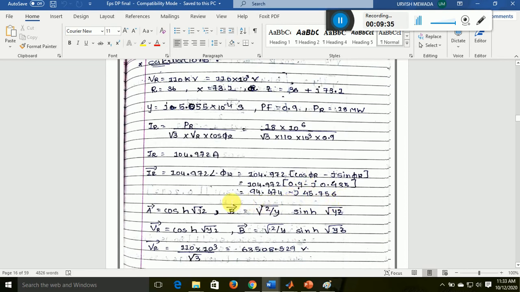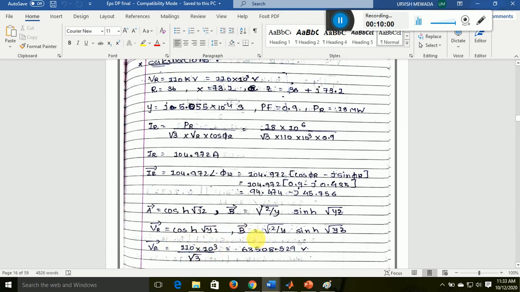Now let us find out the ABCD parameters of this system. A is equal to cosh of square root of YZ. After putting these values over here, B is equal to square root of Z by Y into sinh of square root of YZ. And now VR is equal to cosh into square root of YZ.